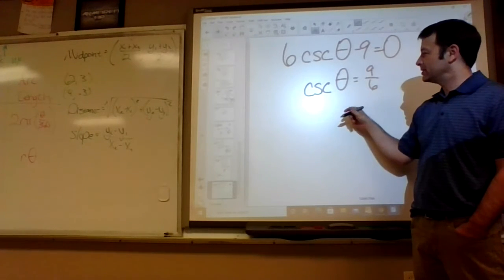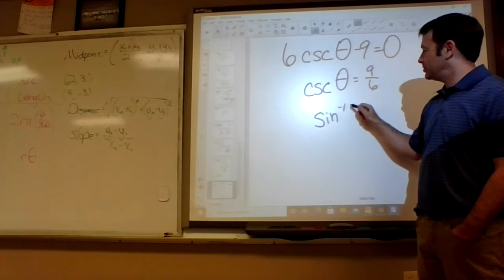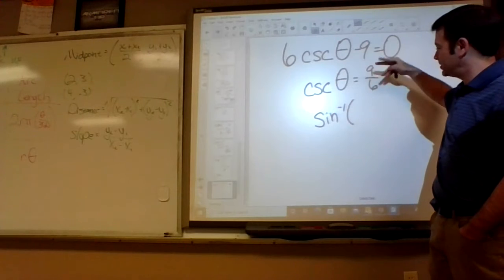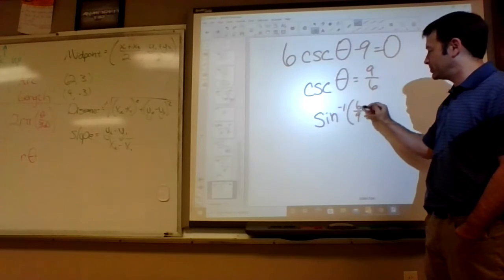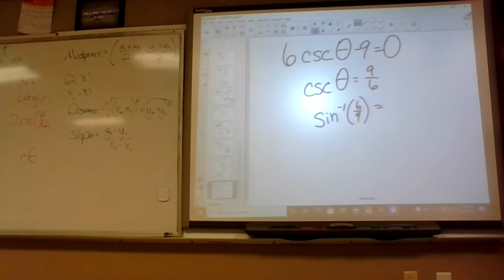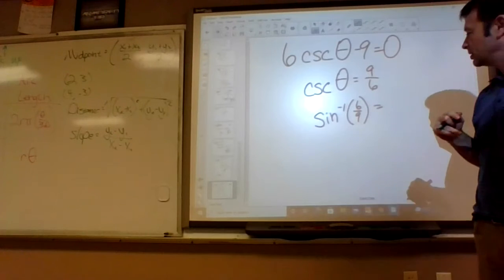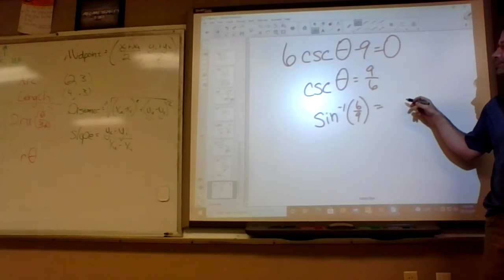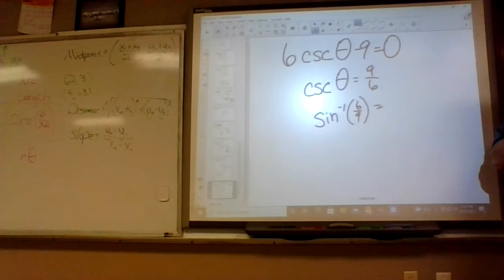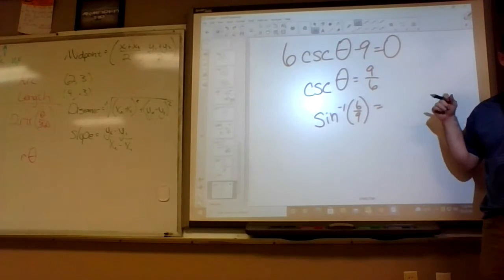Okay, how should I do this, guys? How can I find theta here? Cosecant is the reciprocal of sine, so we need to do sine inverse. Since we flipped this one, we can flip this one, 6/9. So you could put in 2/3 right there. You got that part right? Somebody tell me what we got. What do we get? Joshua: 41.8.